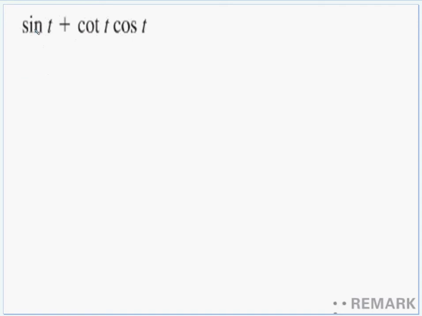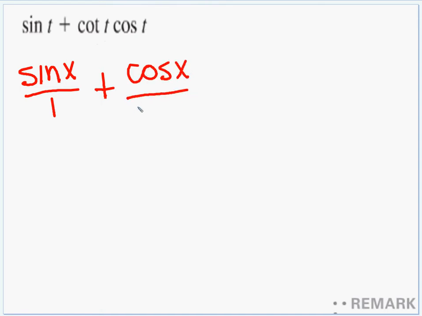Sine of t, let's change those t's into x's. Sine of x, I'm going to leave it alone. I'm going to put a 1 under it, though, turn it into a fraction. Plus cotan. Cotan is cos over sine. And then this cos, we'll just leave it alone. Times cos x over 1. Okay, we've turned everything into sines and cosines.